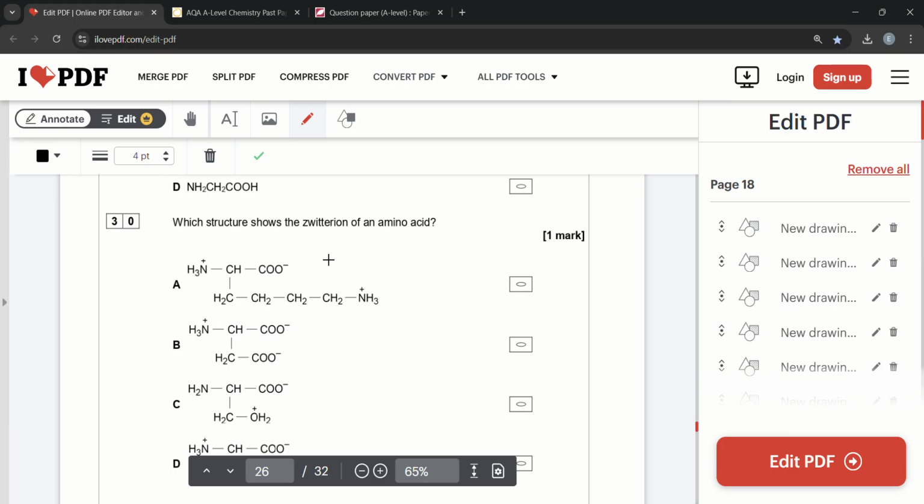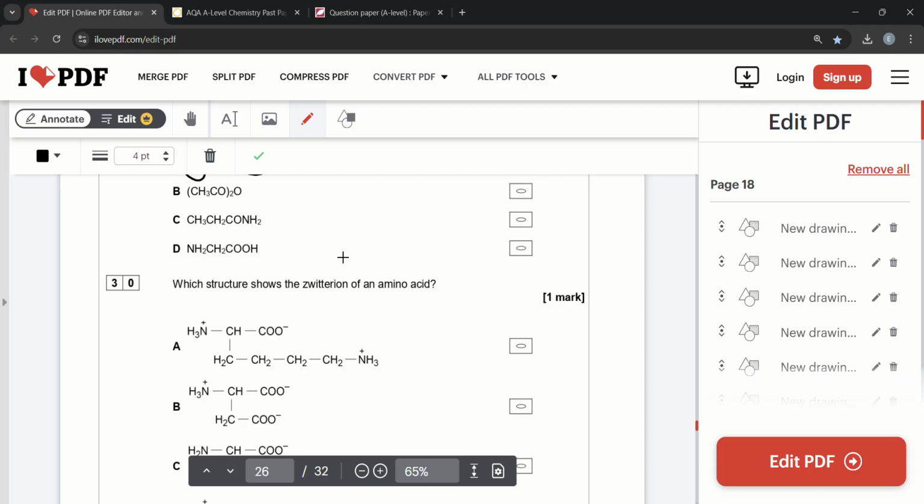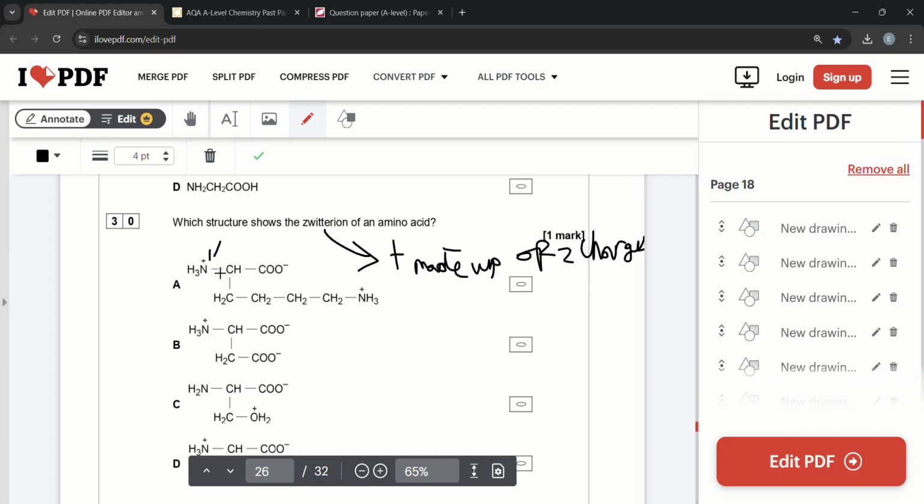Which structure shows a zwitterion of an amino acid? Well, zwitterion, again you need to know your definitions. It's got one positive charge and one negative charge, made up of 2 charges. And already I can see that has 3 charges.